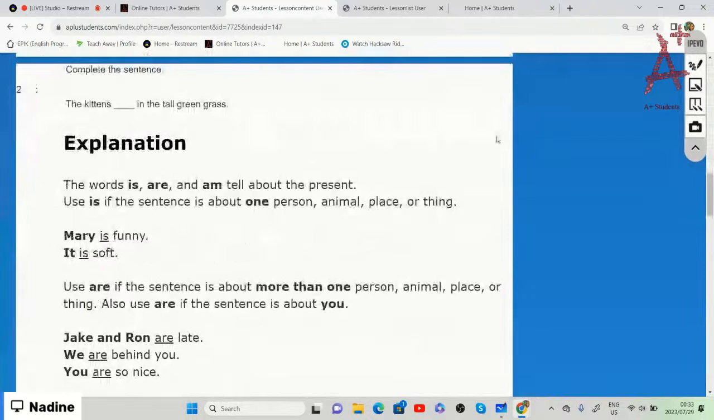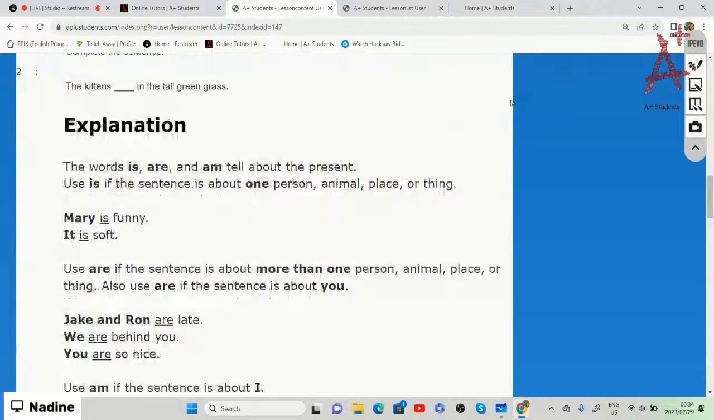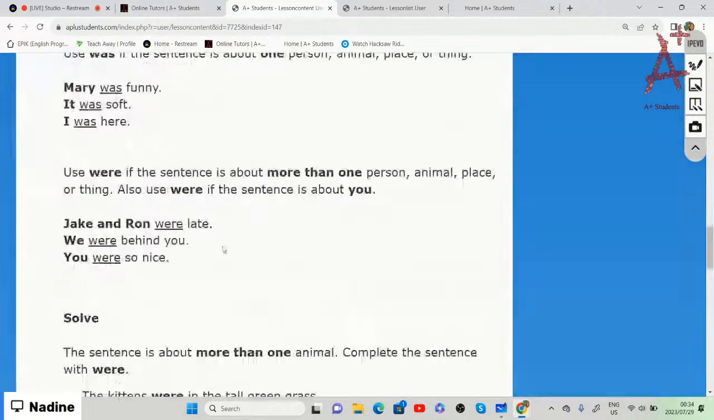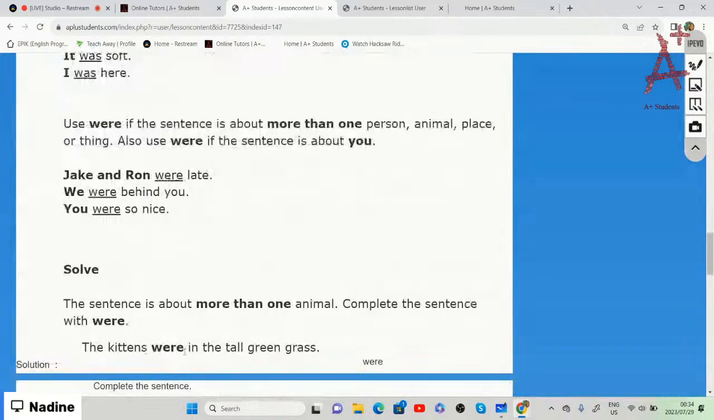The kittens in the tall green grass. The kittens refers to more than one, so we can say that the kittens are in the tall green grass. So either the kittens are or the kittens were. Yes, so the kittens were in the tall green grass.